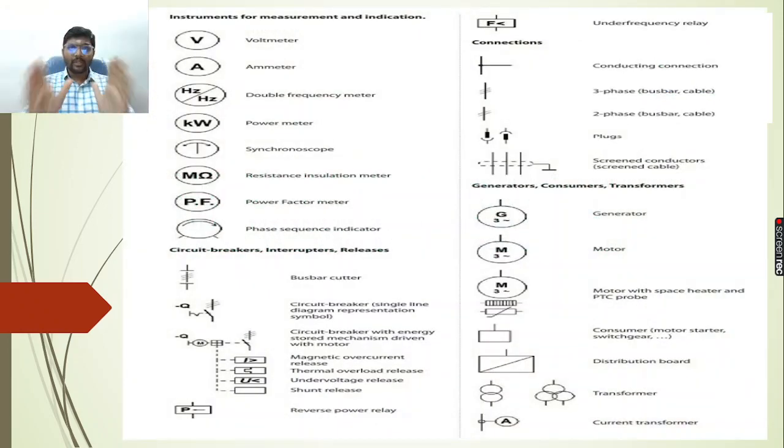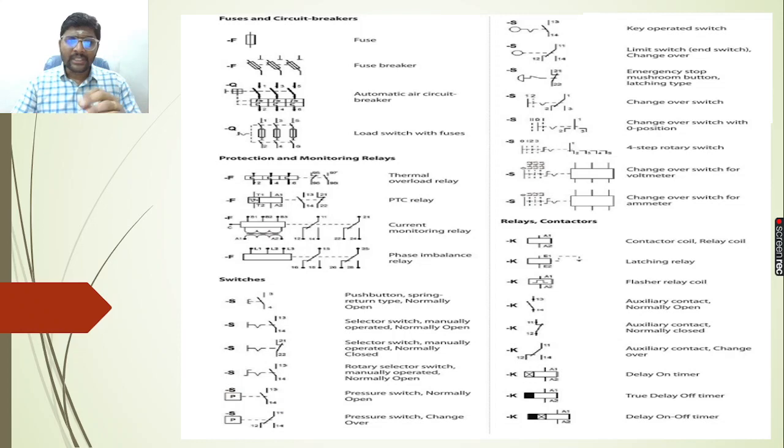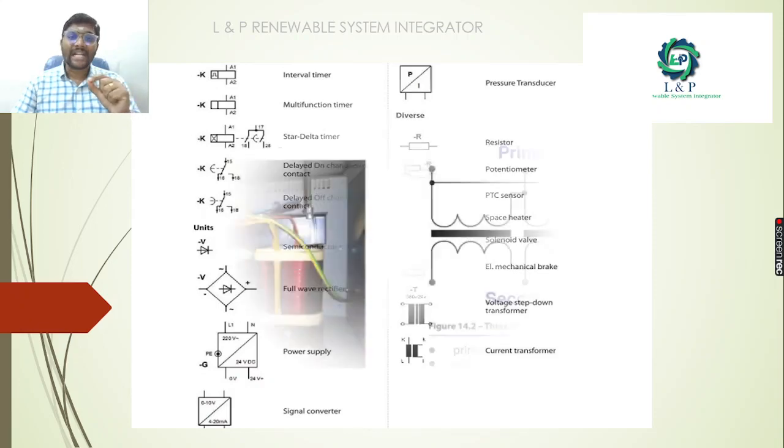Okay, so as we told earlier in our discussions, we might be using many symbols, short forms and abbreviations for representing instruments for measurement and indications, circuit breakers, interrupters, connections, generators, transformers, fuses, protection and monitoring relays, switches, relays and contactors, units and drivers.